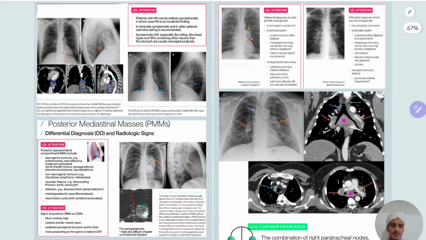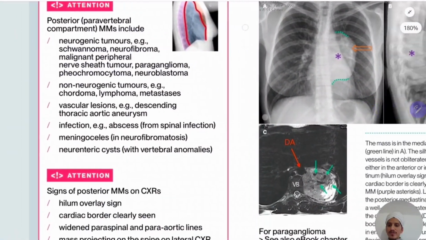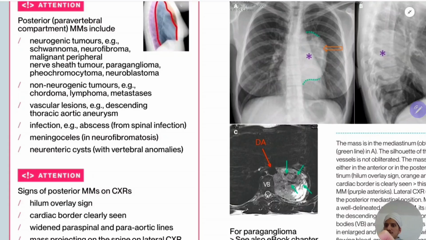Now coming to the posterior mediastinal mass. First we'll see these things. What are the causes of posterior mediastinal masses? Mainly neurogenic tumors, or thoracic aortic aneurysm, or infection like abscess or tuberculosis, meningoceles. Mainly you remember three things we have seen in the table: neurogenic tumors, infection of the spine, and descending thoracic aortic aneurysm. These three things: tumors, thoracic aortic aneurysm, and infection of the spine.